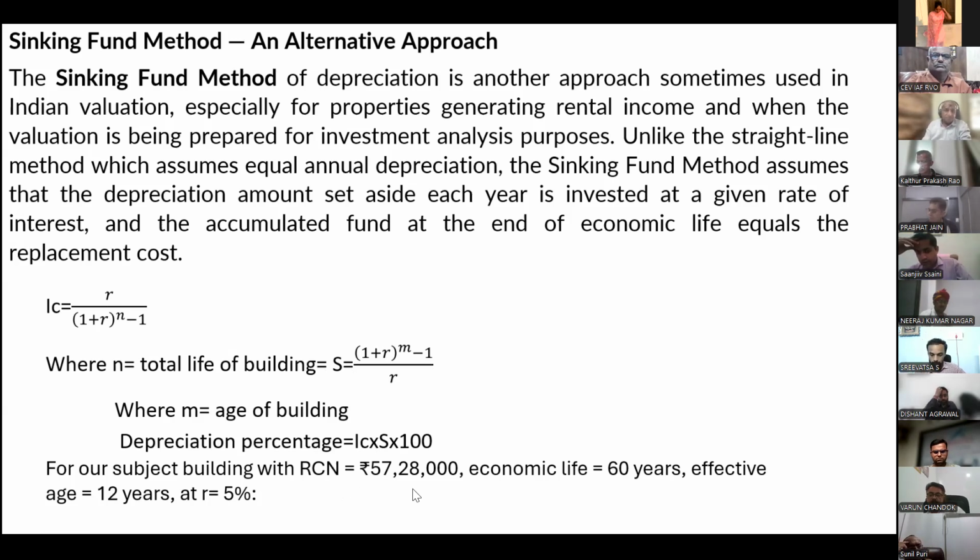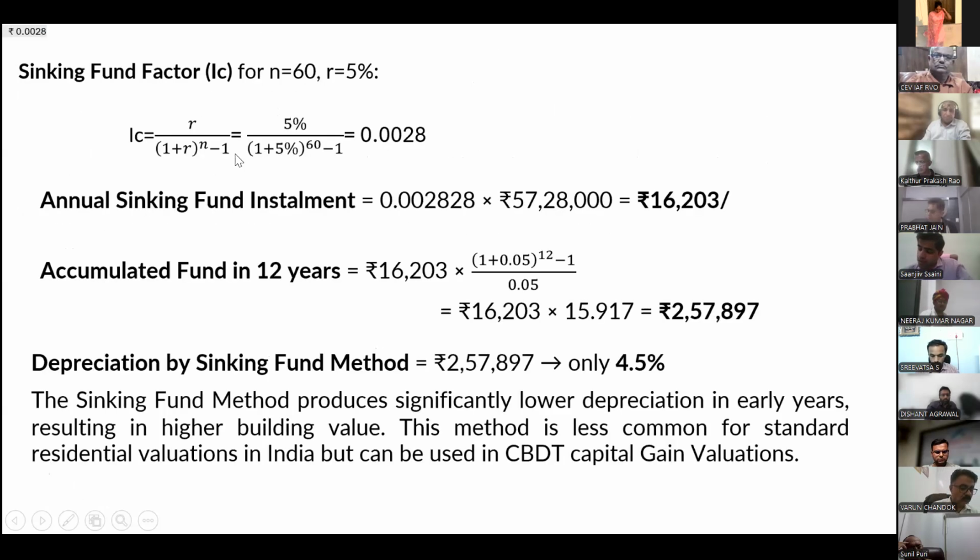So the reconstruction value of the new building is 57,28,000. Economic life is 60 years. Effective age is 12 years, and R is 5%. So first of all, you calculate IC. You put all the values. R is 5% over (1 plus 5%) raised to power 60 minus 1. The value is 0.0028.